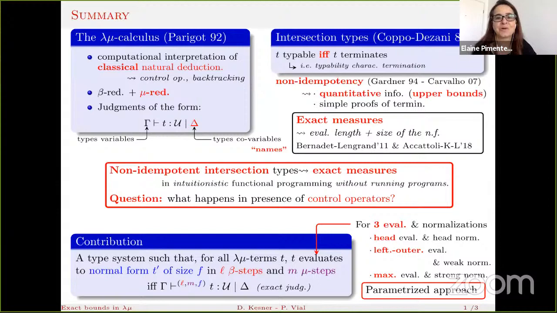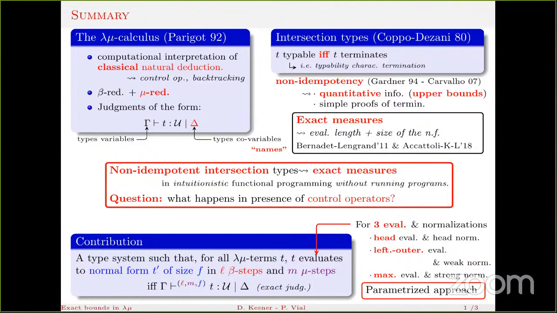So the next talk is going to be Pierre, who is going to talk about consuming and persistent types for classical logic, and the work is with Delia Kesner. Go ahead.